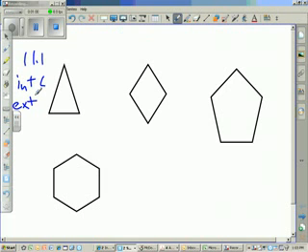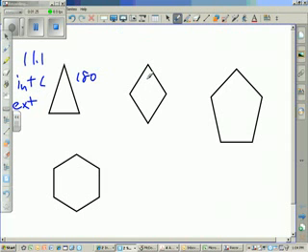Does someone remember what the interior angle sum of a triangle is? I heard someone say 180. I heard someone say 360. The interior angle sum is 180. So in a triangle, the interior angle sum is 180. So let's go with that. Let's go to the next figure. Four-sided figure. Interior angle sum is.